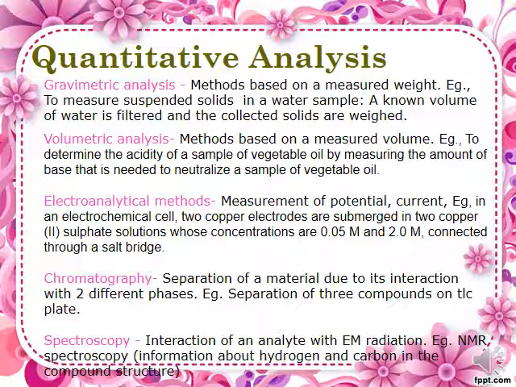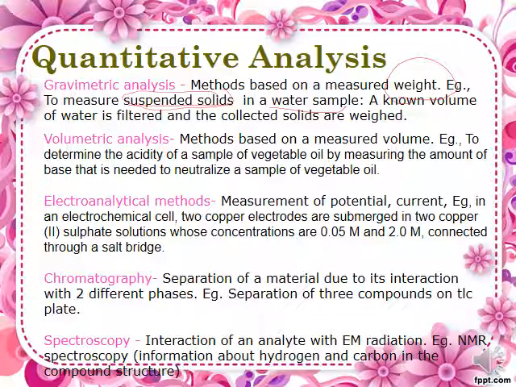Next, we move on to different types of quantitative analysis. The first one is gravimetric analysis. Gravimetric analysis comes from the word gravity. Gravity means it has to do with weight, measured weight. For example, how much suspended solid in a water sample. To find this, we have a water sample and we filter it, because suspended means the solid cannot dissolve in the water. Once we filter, we separate the water itself from the solid that does not dissolve. That is suspended solid.